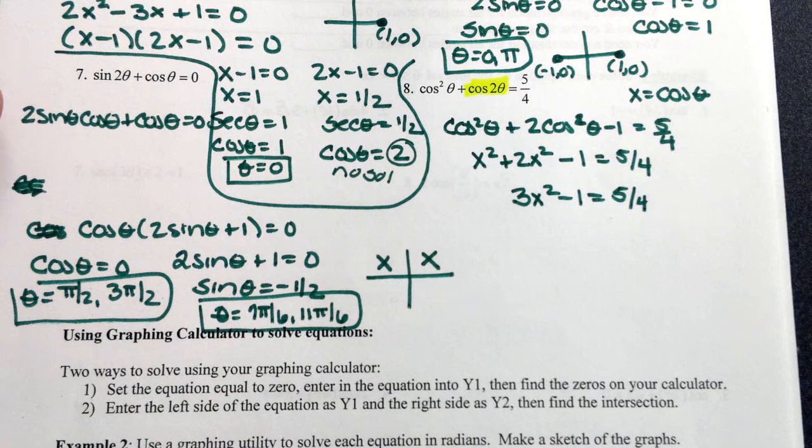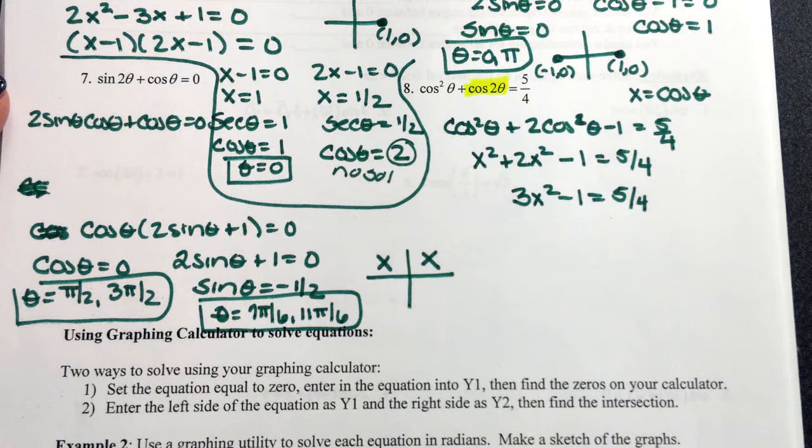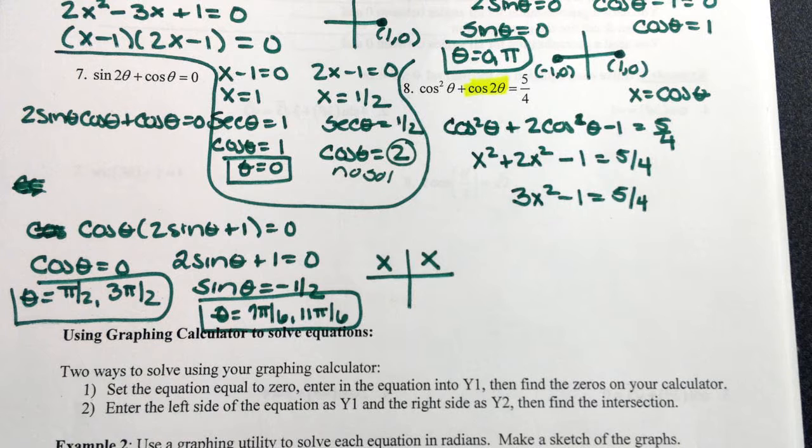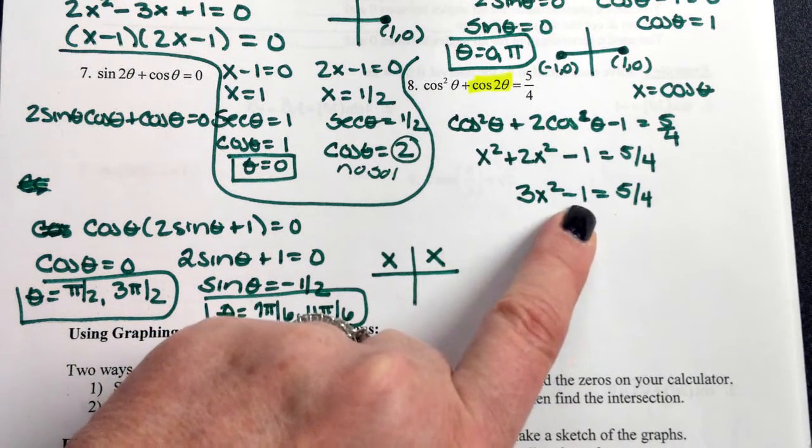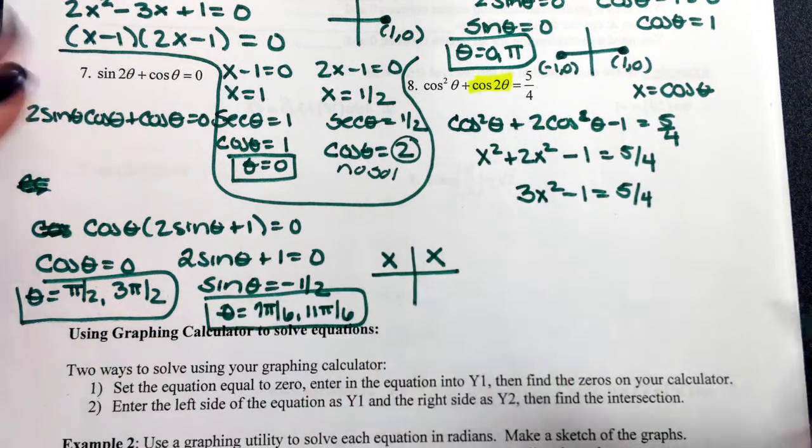Any thoughts on what we could do next? Any thoughts algebraically what we could do? Do we want to set this equal to 0? No, because there's no x term. So this is where that square root method of solving will help us. So what can I add to both sides of this equation? I can add a what? 1.